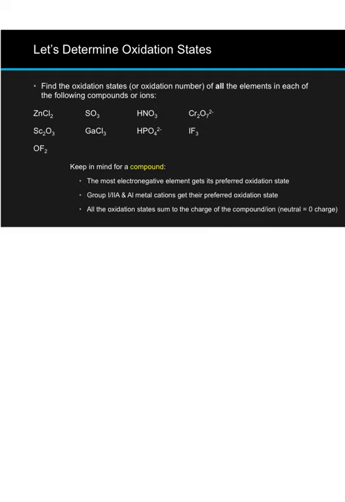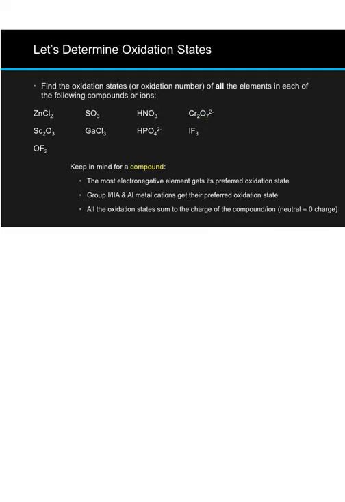Lastly, all of the oxidation states, just like all the charges of ions in ionic compounds, sum together to give us the total charge of the compound or ion that we're interested in. Remember that neutral ionic compounds have no net charge, so all of the oxidation numbers for everything in an ionic compound or neutral compound must add up to 0. All of the oxidation numbers for ions must add up to the charge of the ion.